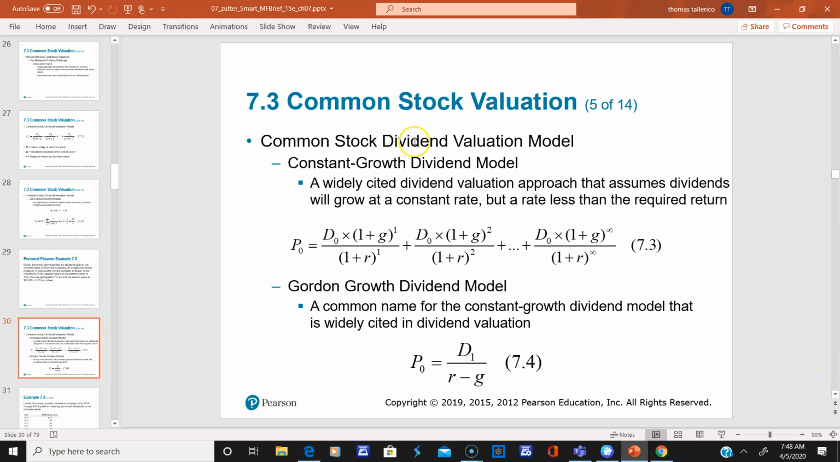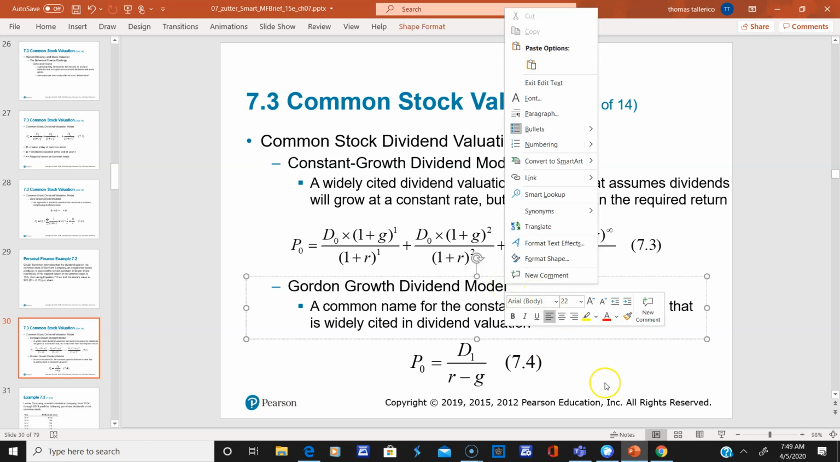Okay, so here's the constant growth. Now we have a new model called the constant growth dividend model. When we get past all this, again, which you don't have to concern yourself about, look at this final equation here. It's also called the Gordon growth dividend model.